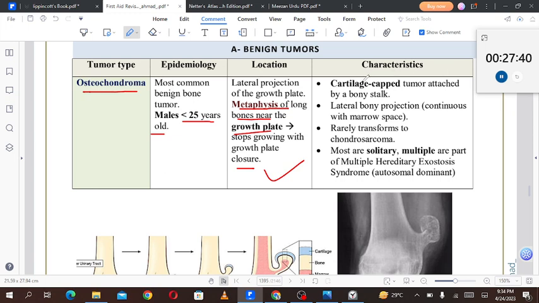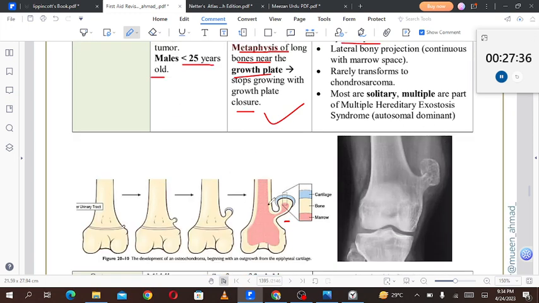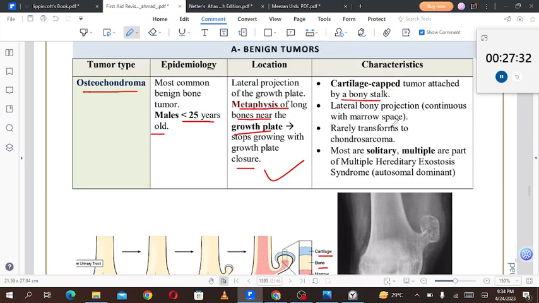Characteristic: a cartilage-capped tumor attached to a bony stalk. Here you can see the cartilage cap, and then bone and marrow. It is a lateral bony projection continuous with the bone marrow space. It rarely transforms to chondrosarcoma, the malignant version of osteochondroma; that is a very rare happening.